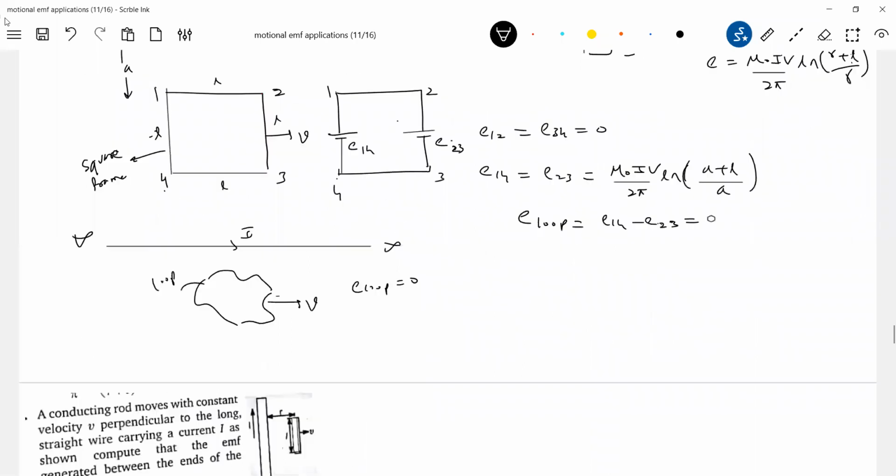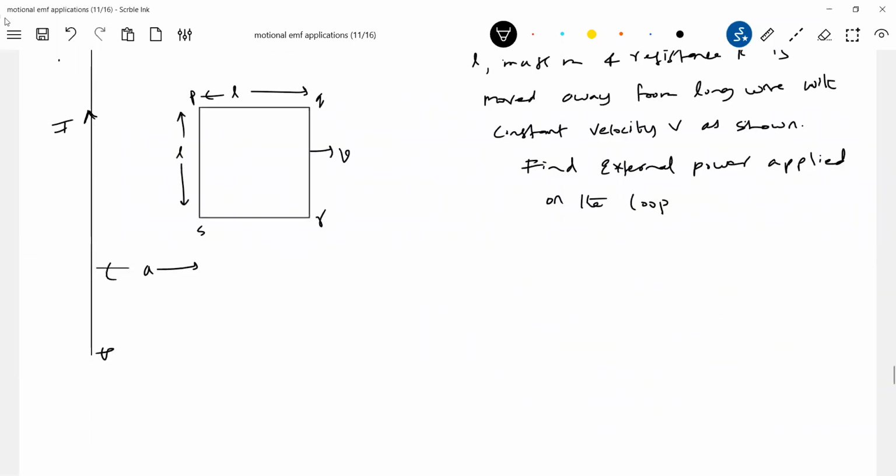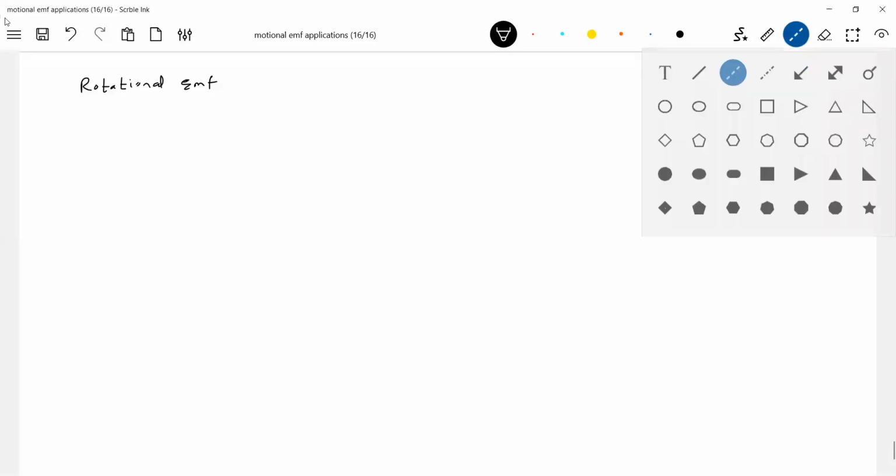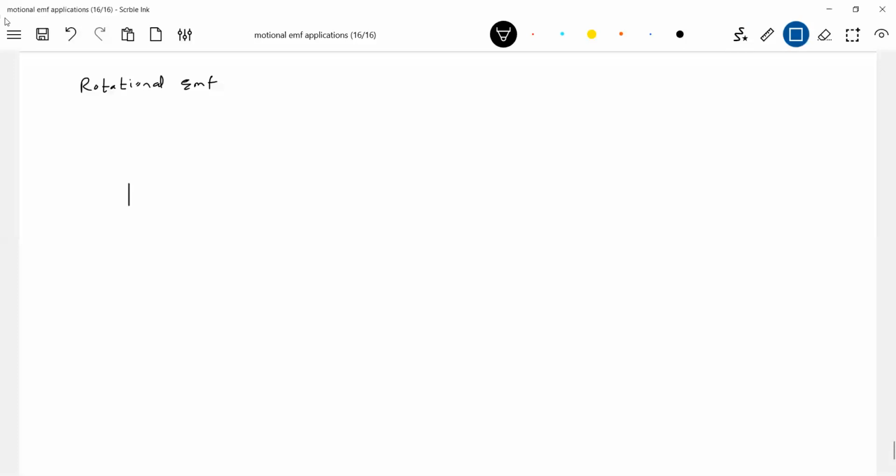Okay, I'll come to this later on. So let's do the rotational EMF. Let me introduce today rotational EMF. So tomorrow we can discuss numericals on this. So what I do, I'll rotate a rod in a uniform magnetic field.